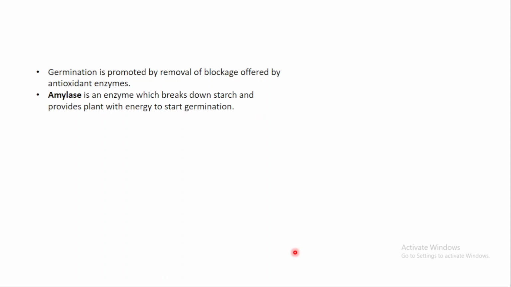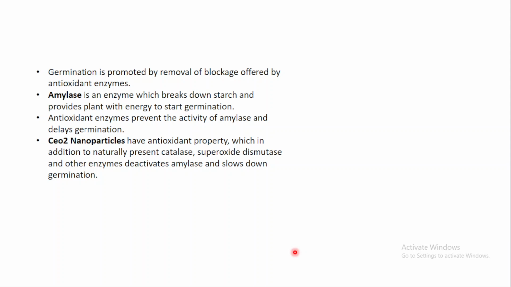Amylase is an enzyme which breaks down starch and provides the plant with energy to start germination. So, in contrast to this, amylase is an enzyme which will break down the starch present in the cotyledon and then provide the plant with the energy to start germination. So, what do these antioxidant enzymes do? They prevent the activity of amylase, which will delay the germination. Because activity of amylase will provide energy to the plant and then the plant will start germination.